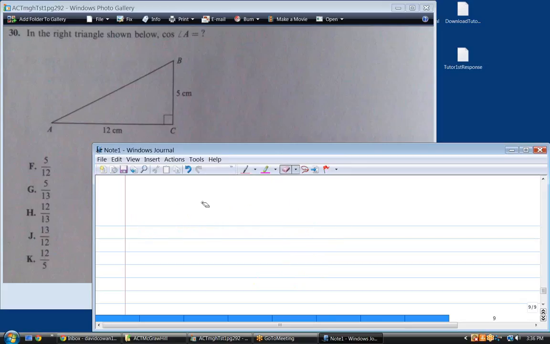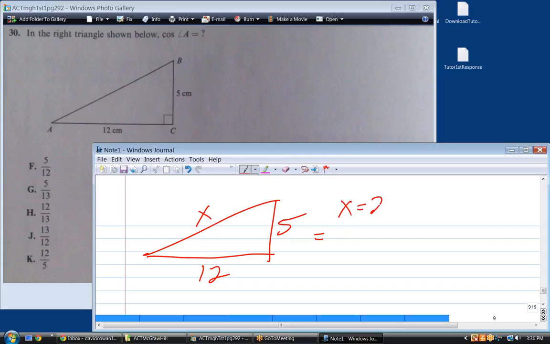The real way to solve it is to use the Pythagorean theorem to solve for that hypotenuse. How do we do that? Hypotenuse squared equals a squared plus b squared. So x squared equals 5 squared plus 12 squared. So how do you get x? That equals 169, and the square root of 169 is 13. Okay.